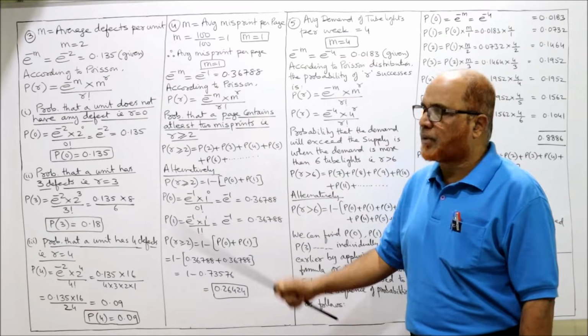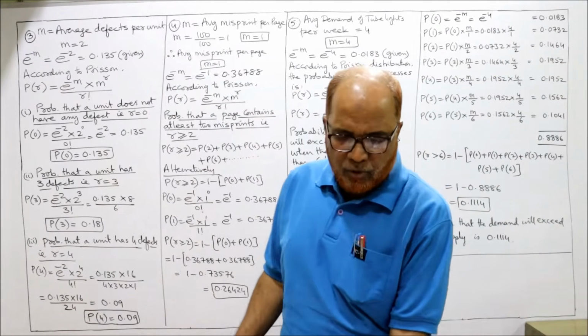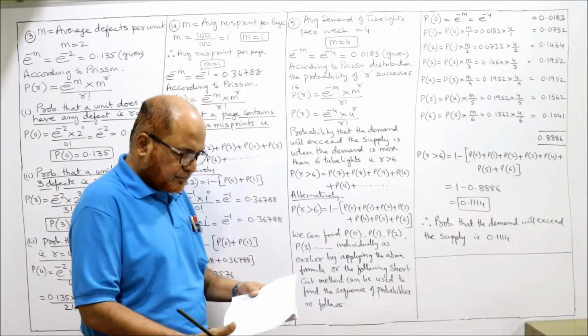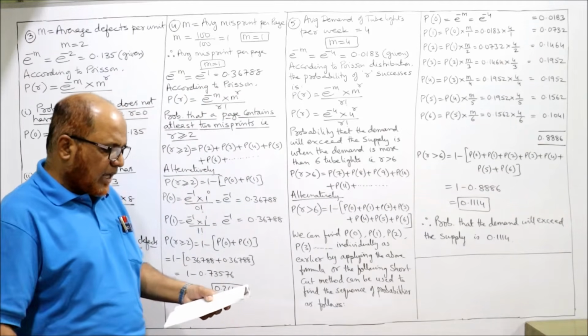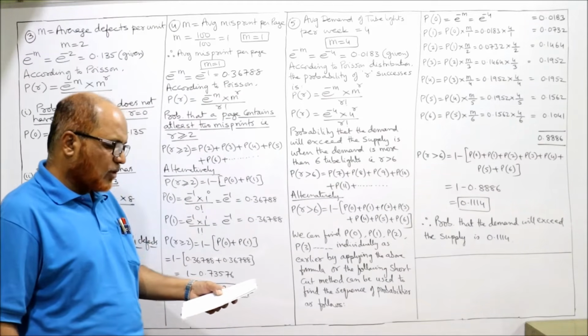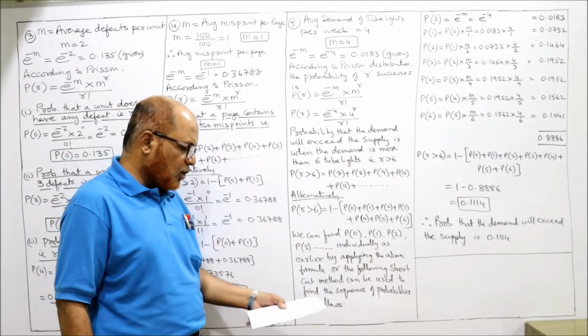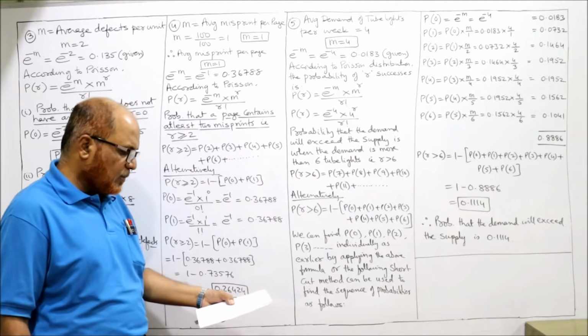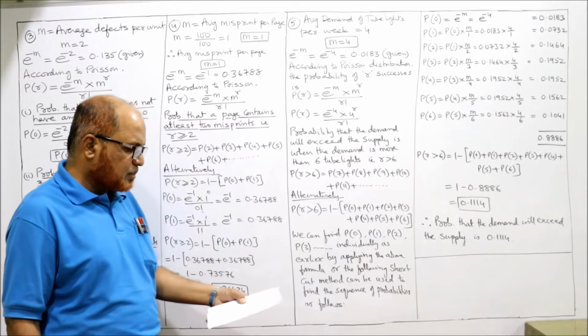This is the end of problem number 4. Now come to problem number 5. Fifth problem. A local electrical appliances shop has found from experience that demand for tube light is distributed as Poisson with a mean of 4 tube lights per week.